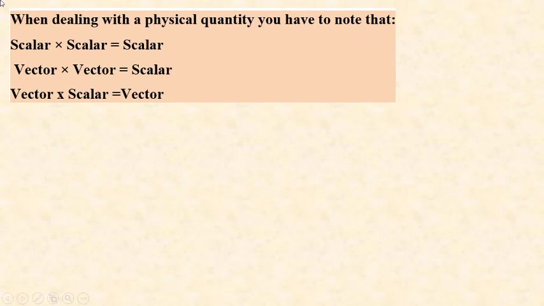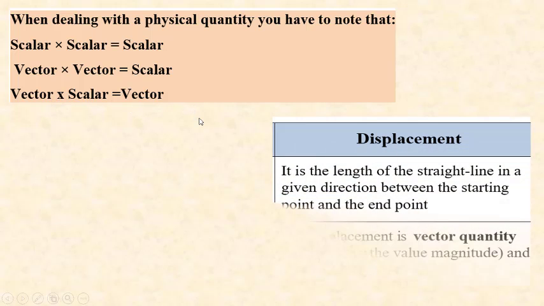Note that when we deal with a physical quantity, if the physical quantity resulted from multiplying or dividing two scalar quantities, the result will be scalar. Two vector quantities, the result also will be scalar. While when multiplying or dividing a vector by a scalar, the result will be vector.